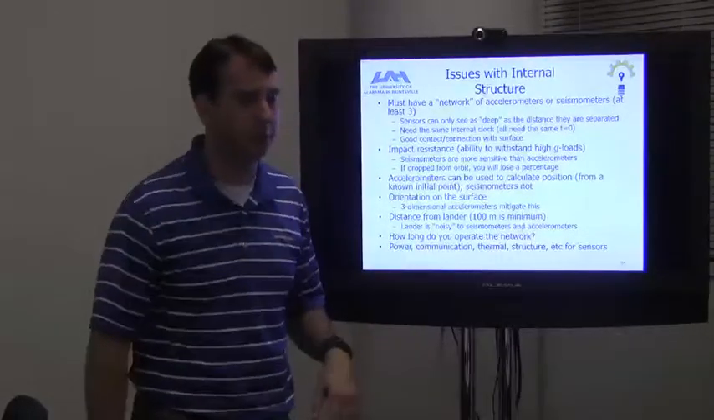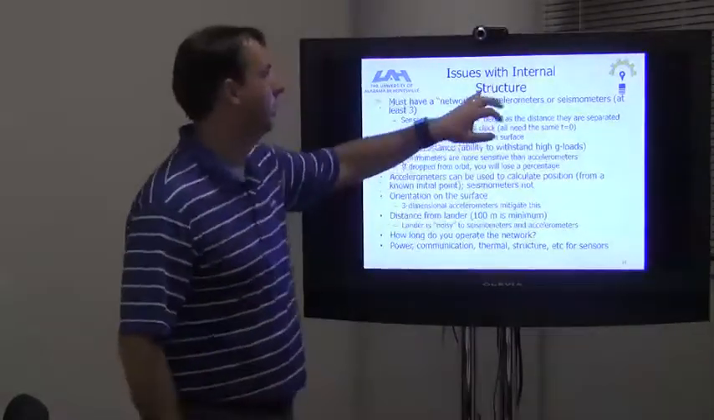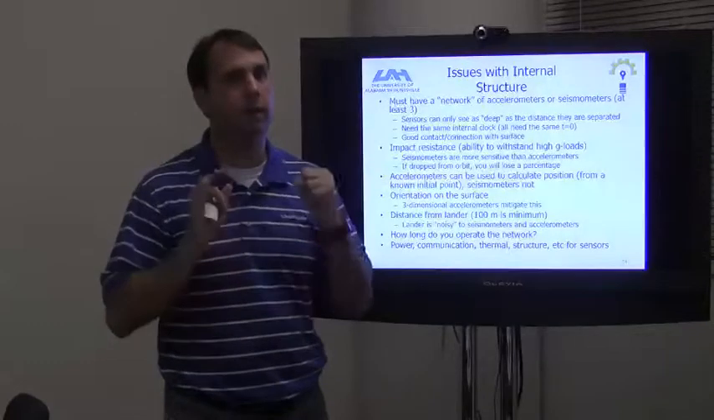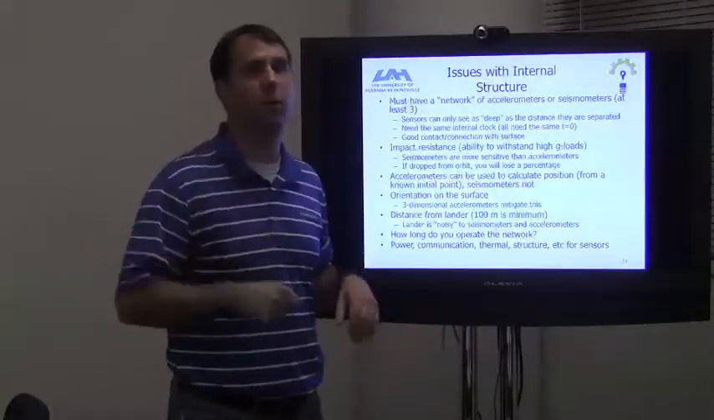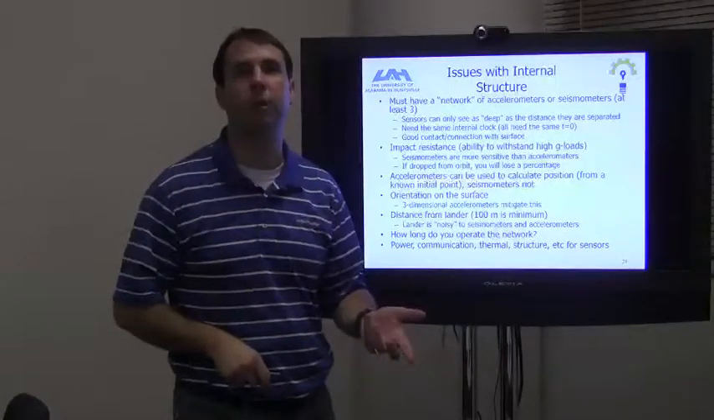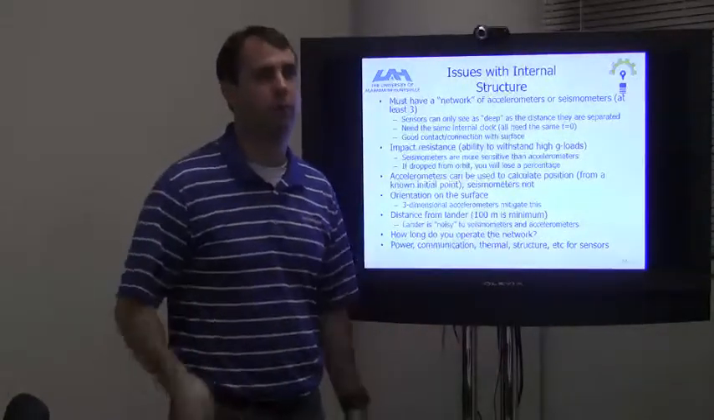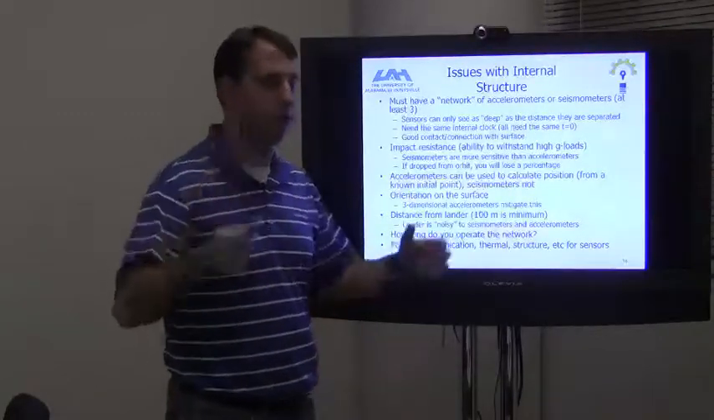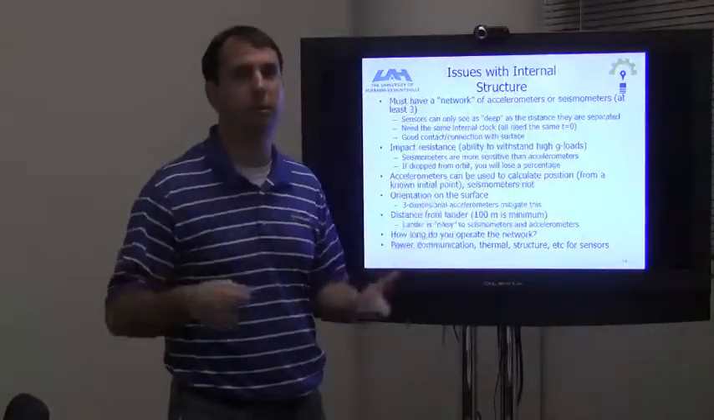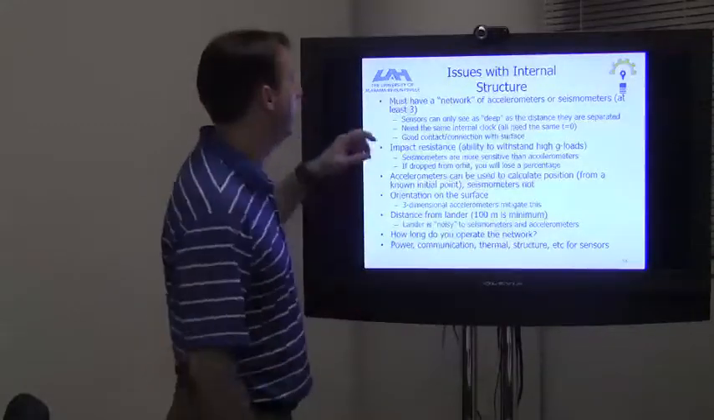So, issues with internal structure. Lots of issues with it, okay? It's hard to measure, but scientists want to. We don't even know the internal structure of our own moon, by the way, just FYI. Internal structure is hard to do, but scientists want to measure internal structure for every planet in the solar system because we want to know what's going on inside these planets.